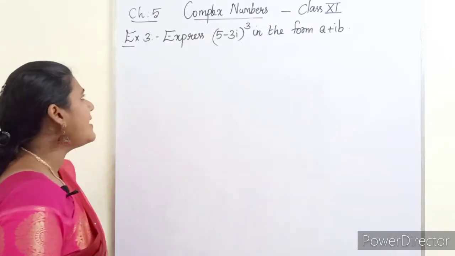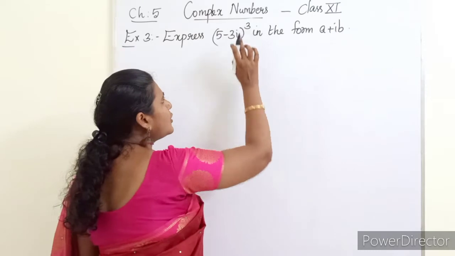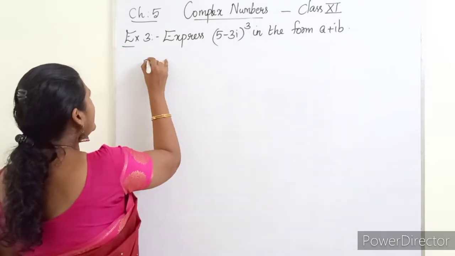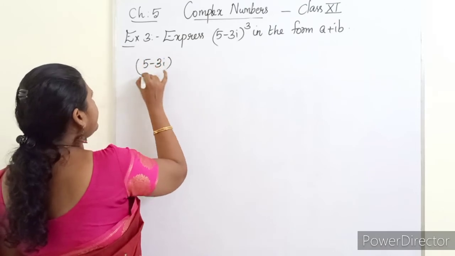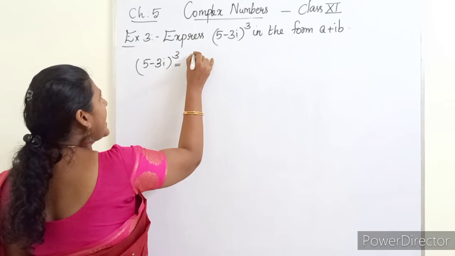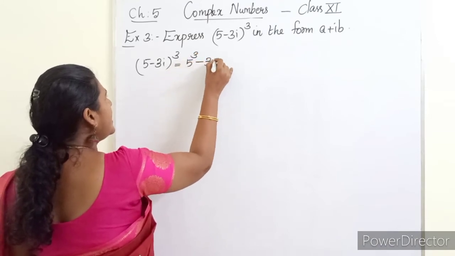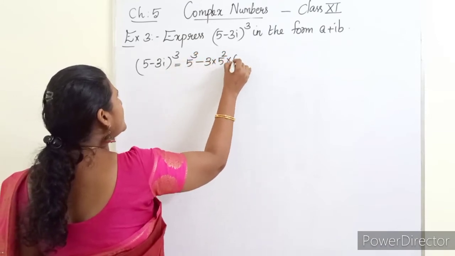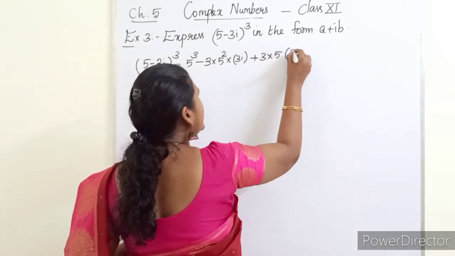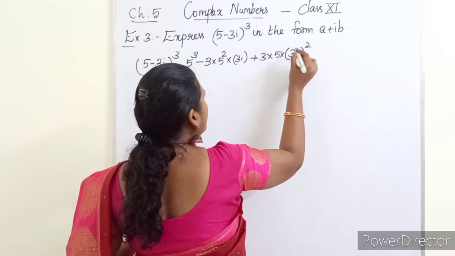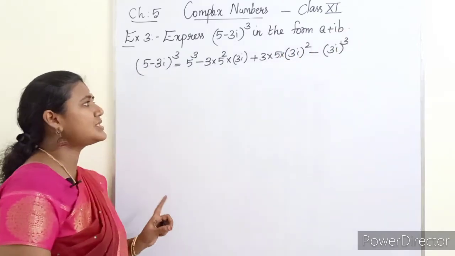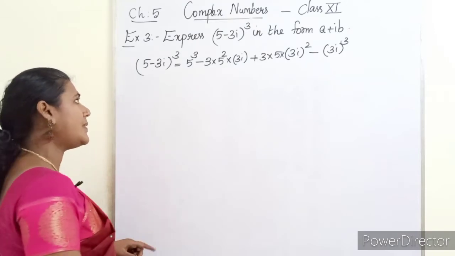Now we will see the next example. Example 3. Express 5 minus 3i the whole cube in the form a plus ib. So here we will use the identity, the a minus b the whole cube identity. That is a cube minus 3 into a square into b plus 3 into a into b square minus b cube. So we have used here the a minus b the whole cube identity.